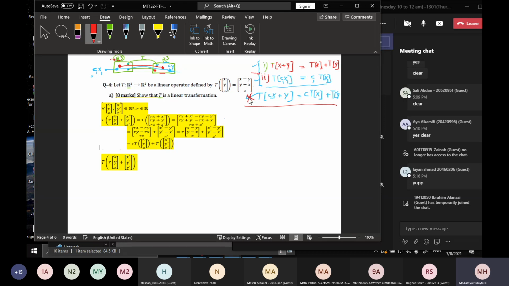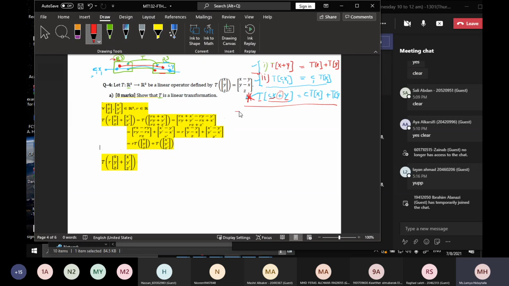Now let me prove for you using this way, as he did here. Let's work together. What we do, we multiply the first vector by a constant and this one as it is, and then we do the addition. And then after we find the transformation of this new vector. So what am I going to get?